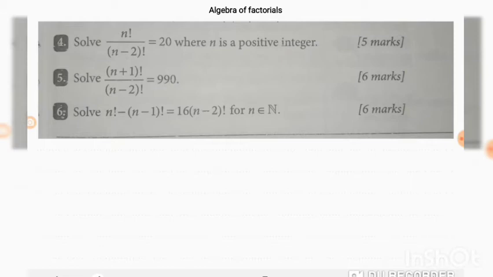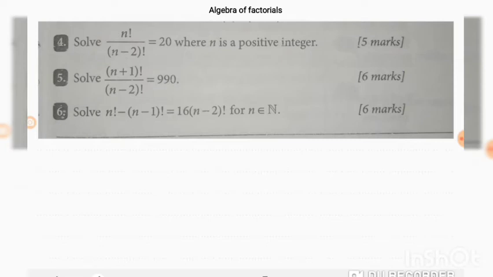Solve n factorial over n minus 2 factorial equals 20, where n is a positive integer. This is 5 marks. And number 5, solve n plus 1 factorial over n minus 2 factorial equals 990. And the next is solve n minus 1 factorial equals 16 minus n minus 2 factorial for n an element of the natural numbers.